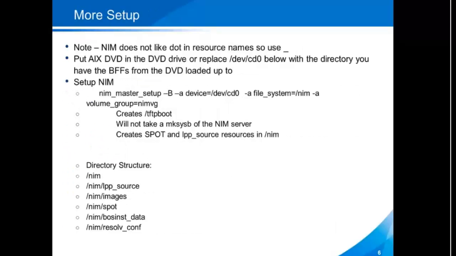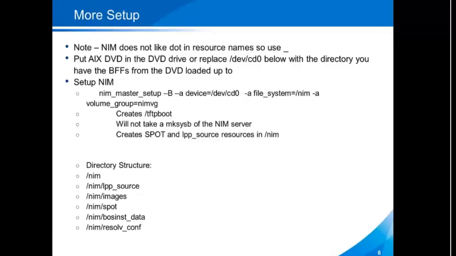You have to pay attention when you're defining resource names. NIM doesn't like dots in the names, so you're going to have to use an underscore or a dash or something like that. So I might call it lpp_source_AIX53, but no dots. At this point, you're going to put the DVD in the drive, or point to the directory where you have all the BFF files from the DVD loaded. Typically when I get a new DVD, I use smit bffcreate and I dump it into a software directory that I can share out.